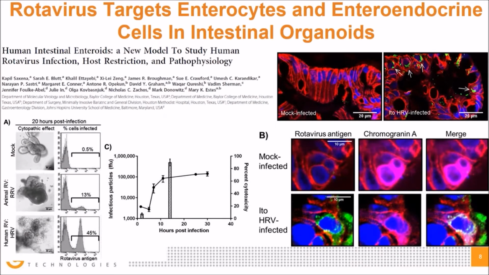Intestinal organoids have also been used to better understand targeting mechanisms of different viruses, such as rotavirus. After establishment of an efficient infection culture system, as you can see here, they managed to show at high resolution that rotavirus is able to target specifically enterocytes and endocrine cells.